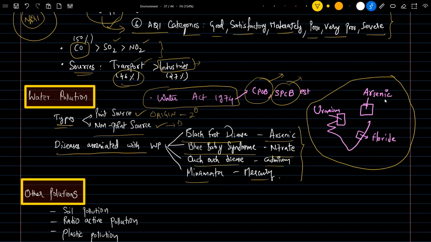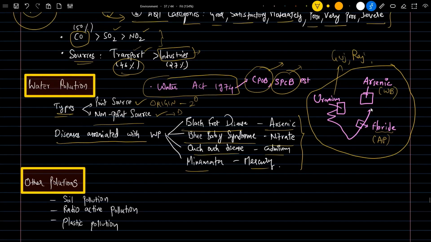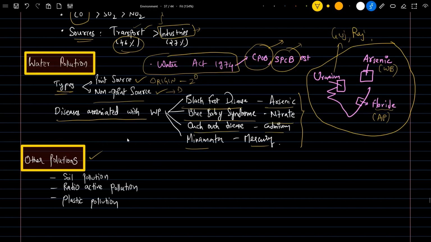Arsenic pollution is majorly concentrated in the West Bengal region, fluoride pollution is majorly concentrated in the Andhra Pradesh region, and uranium pollution is mostly happening in the Gujarat and Rajasthan regions. And some other minor important pollutions are soil pollution, radioactive pollution, and plastic pollution. Also, there is e-waste pollution. So there are many miscellaneous types of pollution.